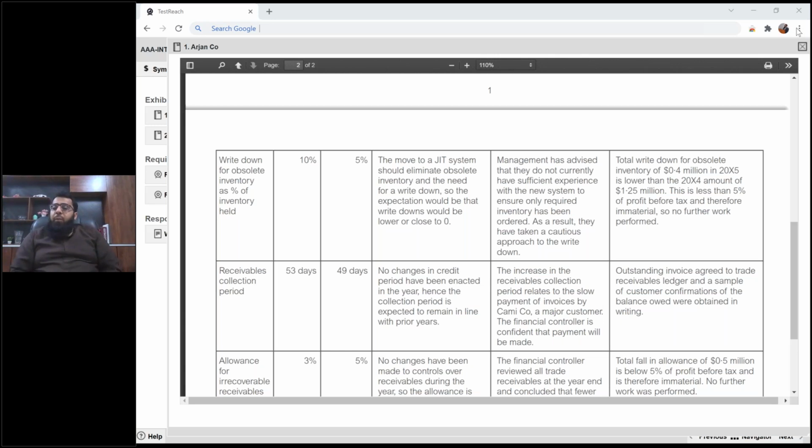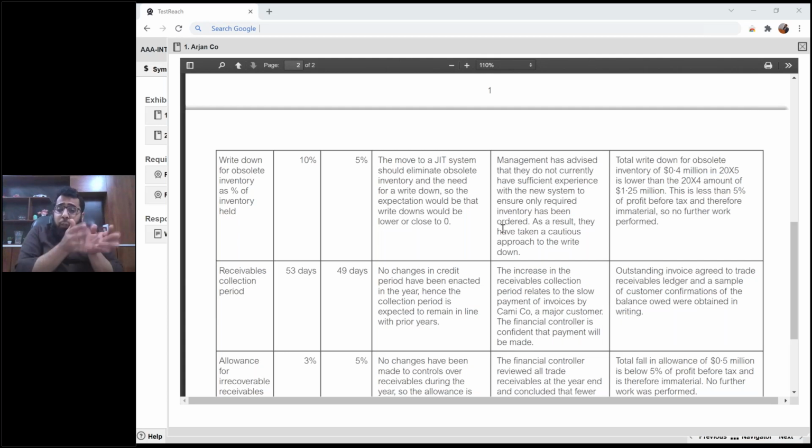Now I have a question for you people. The auditor says that since the obsolete inventory issue is immaterial, we shouldn't do further work. Is it the right approach? Please tell me, is it the right approach? The auditor is saying that the 10% that the management has currently used is immaterial. The 0.4 million is immaterial, so we'll not audit it further.